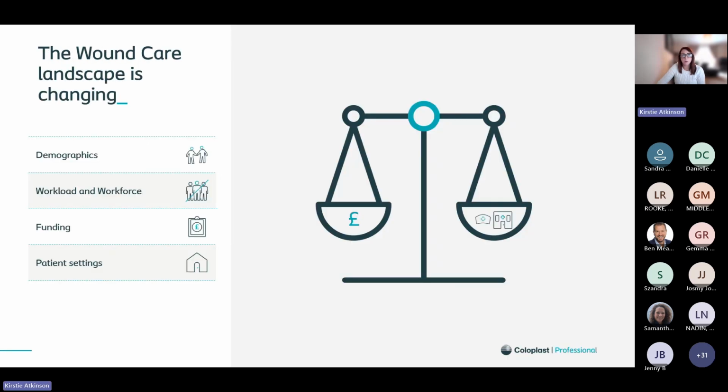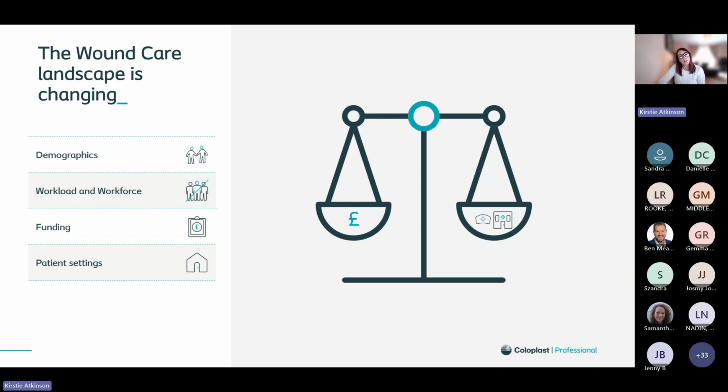So as we know, the wound care landscape is challenging. There is no one demographic that gets a wound. Everybody can unfortunately suffer with a wound. The workload for nurses is increasing. However, our workforce is decreasing. There is no set funding for wound care either. There's no sequin target or incentive or anything like that. There is some things for leg ulcers in community settings, but all in all, the funding's a bit sparse when it comes to wound care.